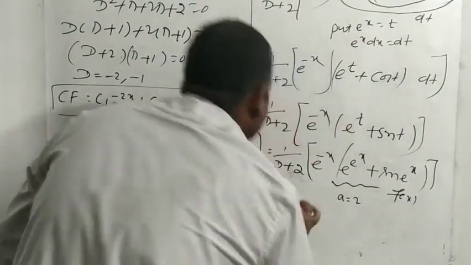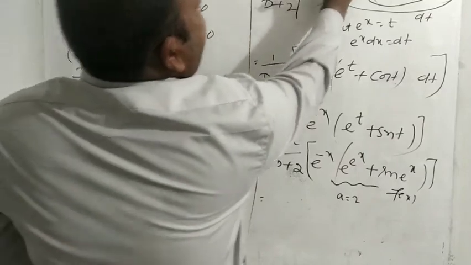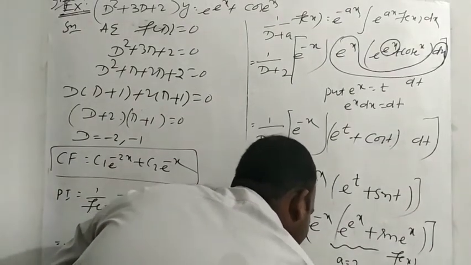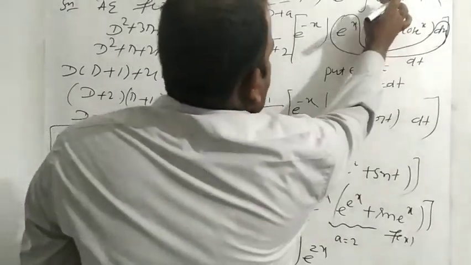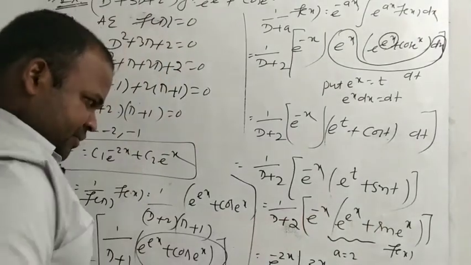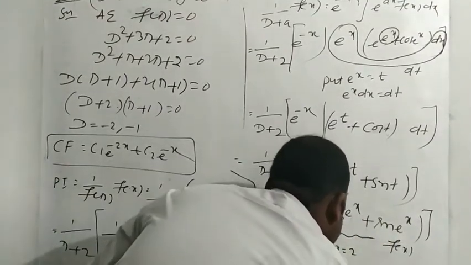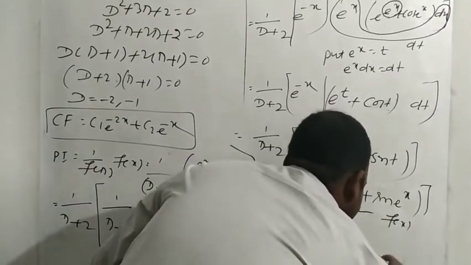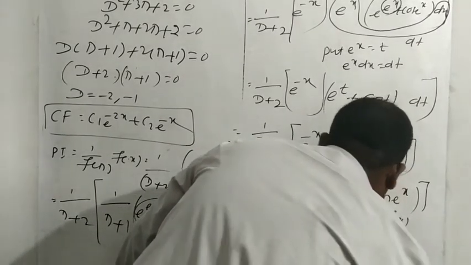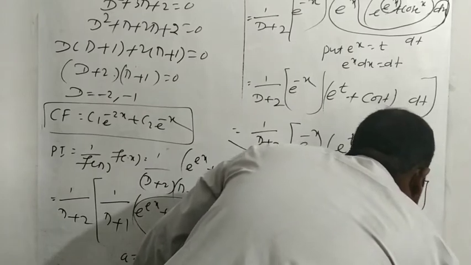2. Say the formula: e raised to minus x, e raised to minus 2x, integration of e raised to 2x raised to x. The total is now f of x. So what is f of x? E raised to minus x, e raised to x plus sin of e raised to x into dx.